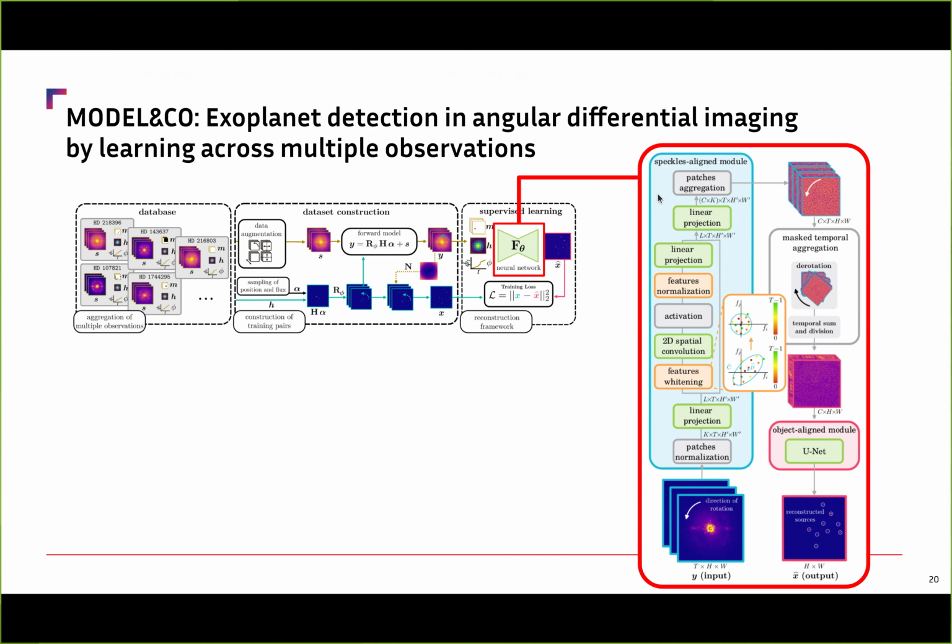Here, what we do is we introduce some learnable parameters in the first part, so in the pre-processing of the data, or in the part that is speckle-aligned before the rotation. And this allows us to mitigate in part, not totally, the self-subtraction effect, as we will see. The way to do that is that we use a residual architecture that is used in UNet, which is a very common type of deep learning architecture.